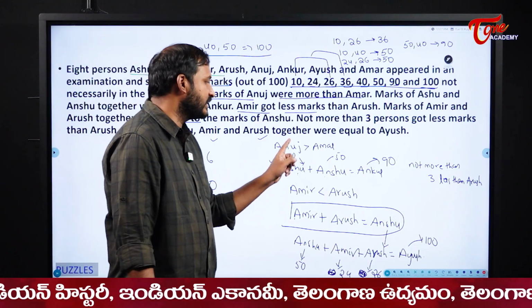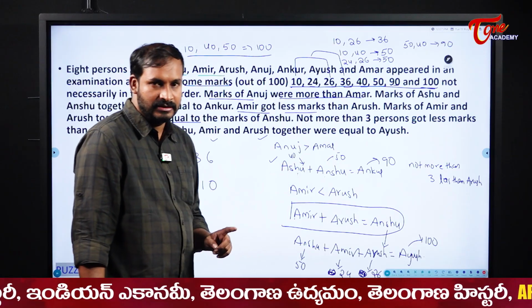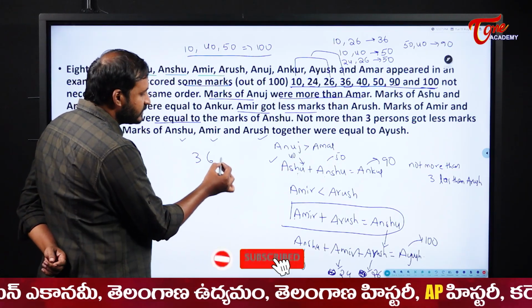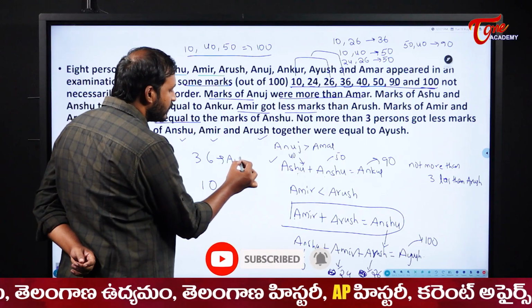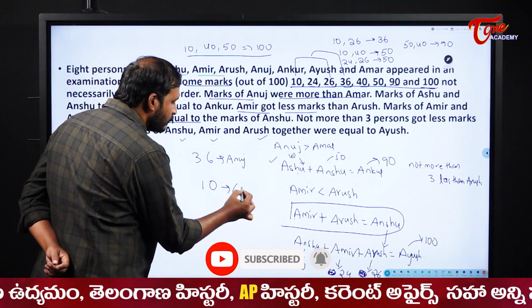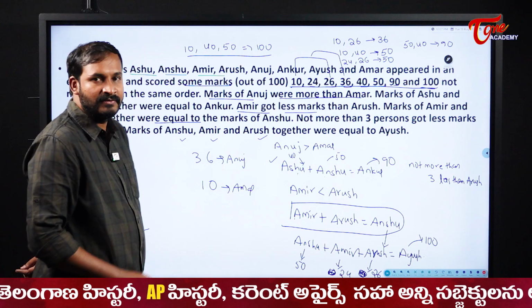Here they clearly mentioned that Anuj is scoring more than Amar. Anuj is scoring more than Amar. That means what can I tell? Anuj will be scoring 36. Amar will be scoring 10.